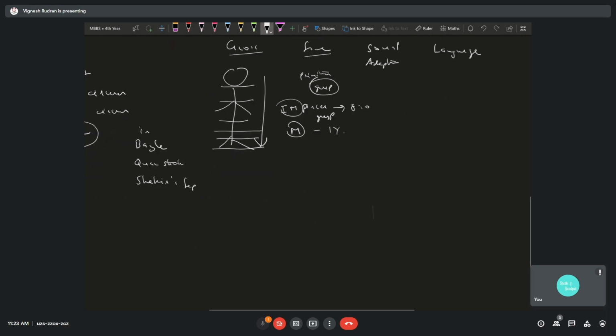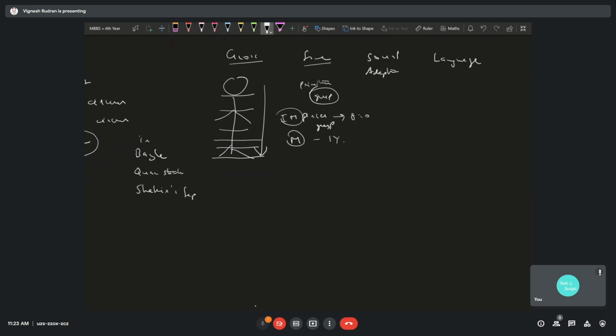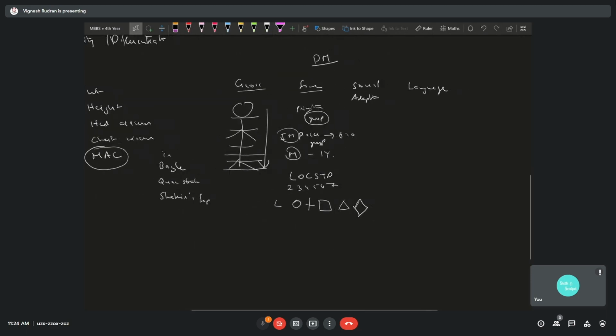pincer grasp. Then other than that, you have your mnemonic Lockstead. So 2, 3, 4, 5, 6, 7. Just put that over there. So 2 line, 3 circle, 4 cross, 5 square, 6 triangle, and then 7 diamond. So those are all your fine motor findings over there.